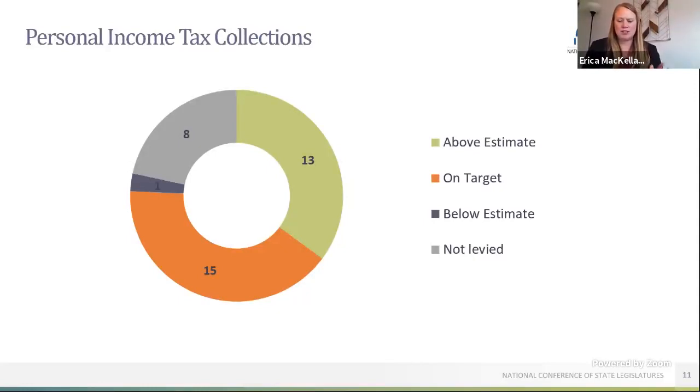You'll probably notice that these don't actually add up to 36. There'll be one or two off. The reasons for that are we know which states don't levy these major taxes, so even if we haven't received their survey response back, we're able to add that in. And a couple of times states don't have enough information to say how their revenues are performing. Usually that has to do with the timing of when they estimate their revenues. So just a little caveat there.